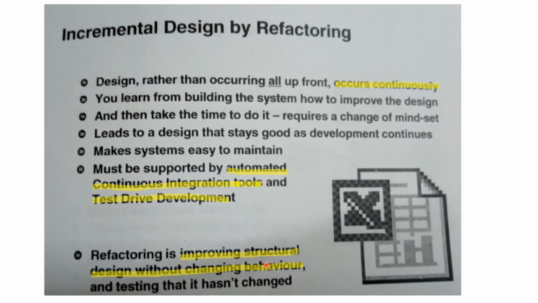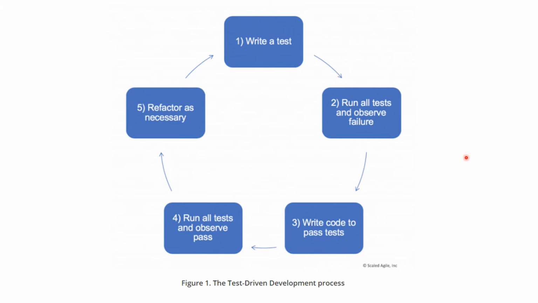The refactoring is improving a structural design without changing behavior, and testing that nothing has changed, right? So the way you want to improve the code, you can do something like indexing, you can do something like reusing your existing classes or existing methods. It's called refactoring. That's called improving the structural design. You make it lightweight code, right? That's called refactoring.